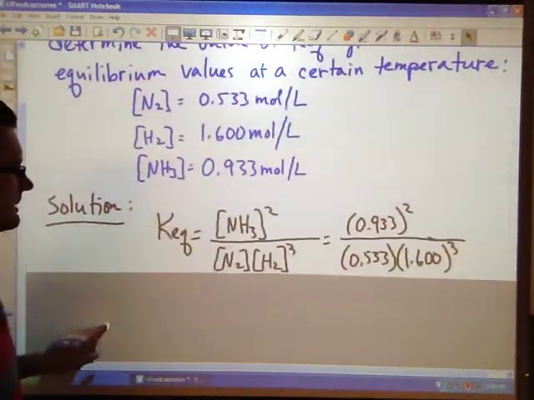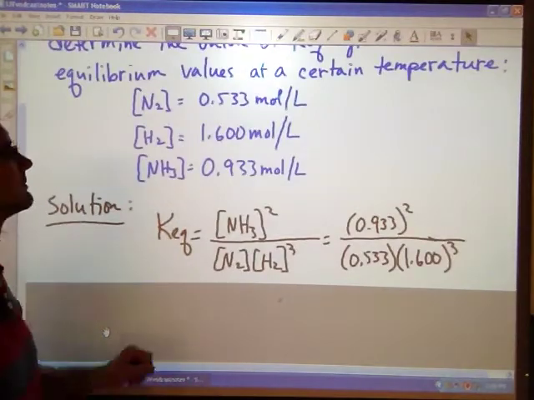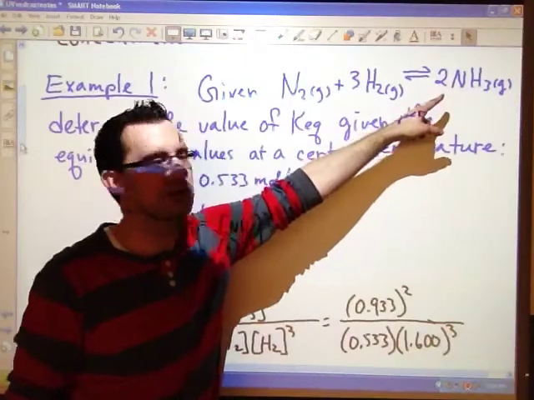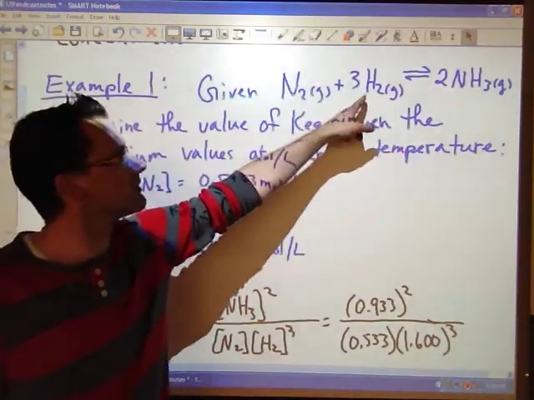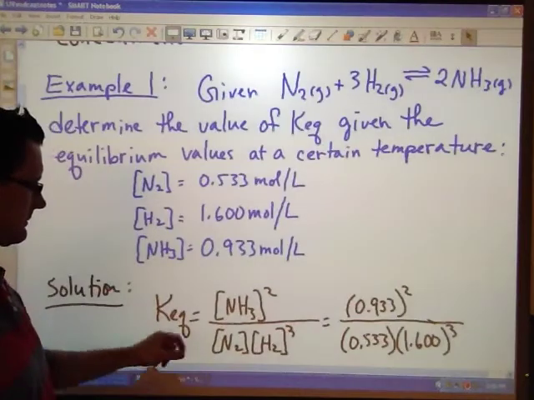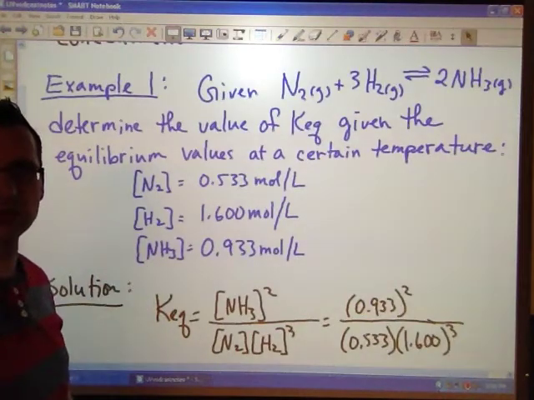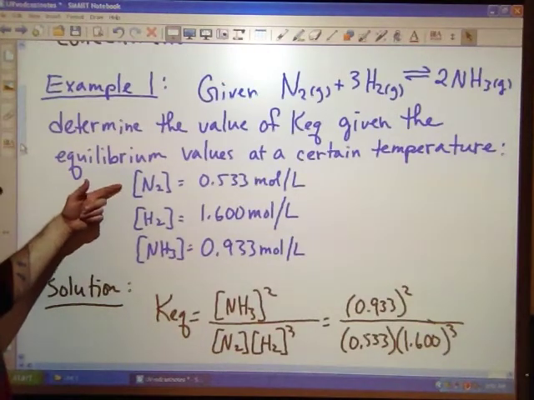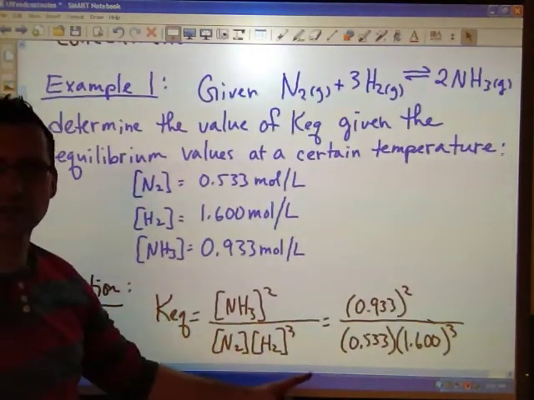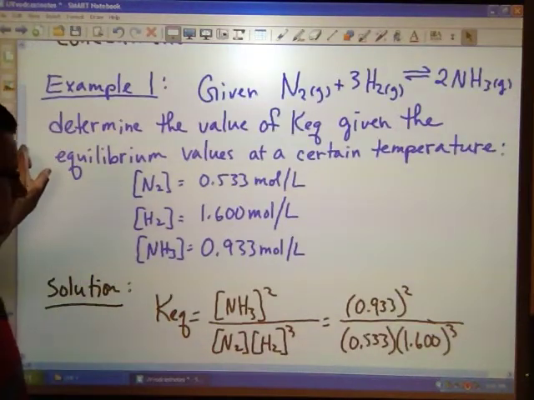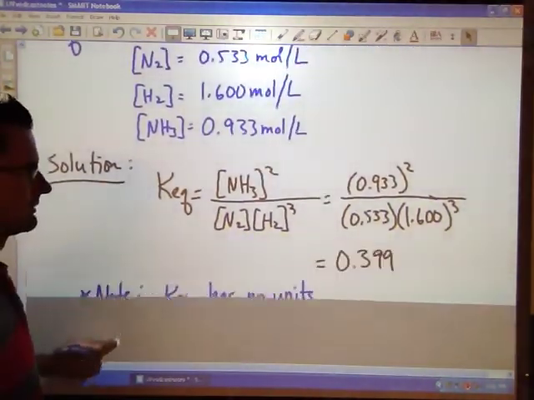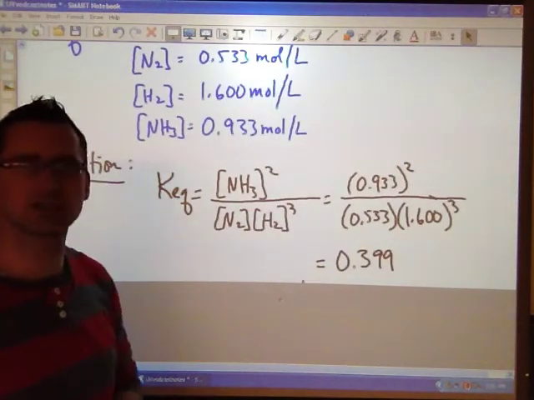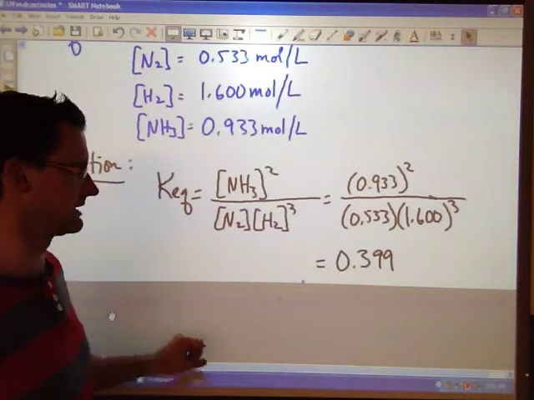Just simply determine the KEQ equation. Of course it's products over reactants: NH3 squared over N2 and over H2 all cubed. Easy enough. And then simply substitute the values in. So we have our NH3 value, our N2 value, and our H2 value over there. Working it out, we get 0.399. You should try to work that through your calculator and make sure you get that to avoid any mishaps.